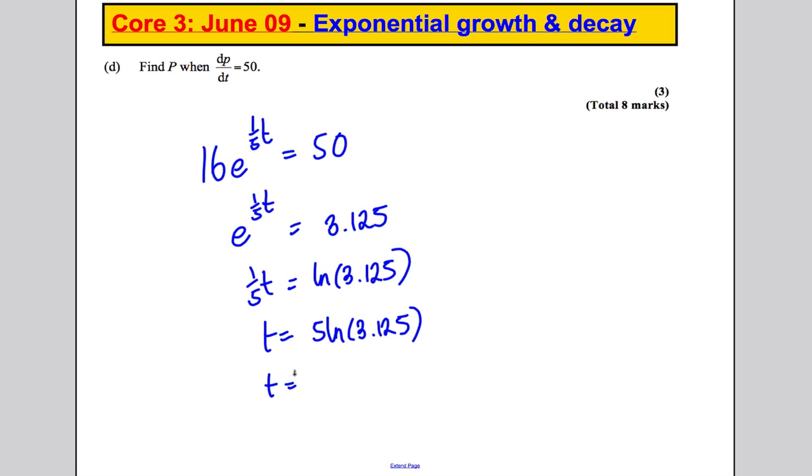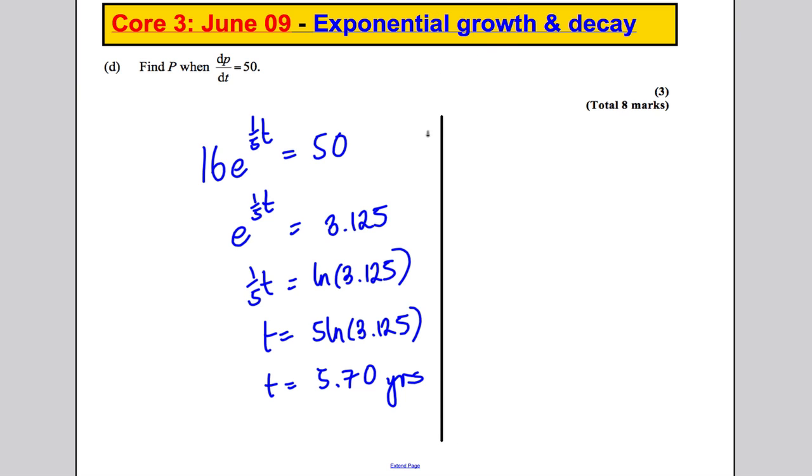and that would be t would be 5.70 years. Okay, that's what t is, but it asks us what the population is at that point. So you should keep working down the page.